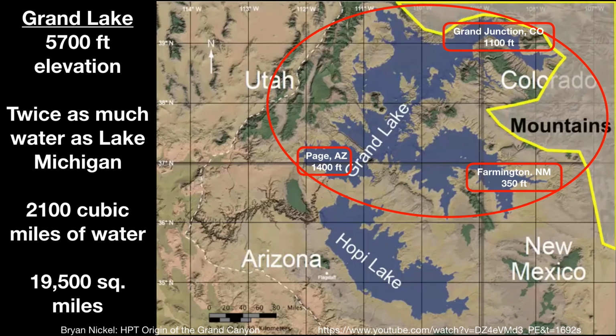Okay, so Grand Lake, let's take a look at that. It's twice as big as Lake Michigan in size and volume. And it's a deep lake. If you were in Grand Junction, up in the top right, you'd have 1,100 feet of water on top of you. And Page, Arizona had 1,400 feet of water. And then Farmington, New Mexico is 350 feet of water. And this is a mile in the air, so that's tremendous potential energy.